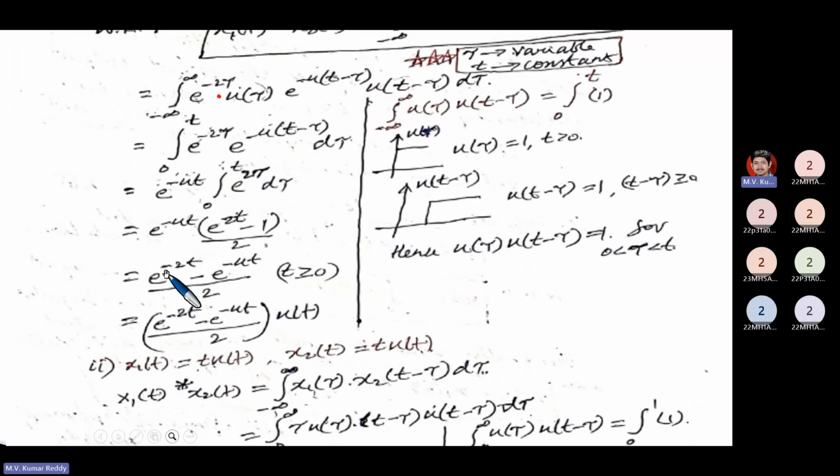At last, after the last formula we have to write u of t compulsorily. This is very very important. Into 1, in place of 1 we can write u of t. Without u of t, this problem will be wrong. So in place of 1 you write u of t.